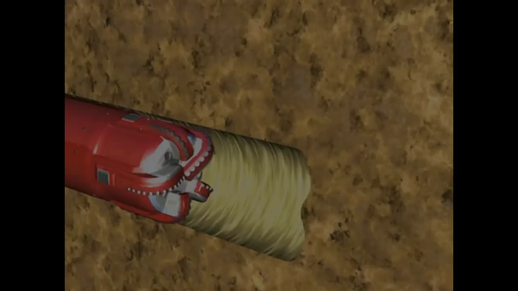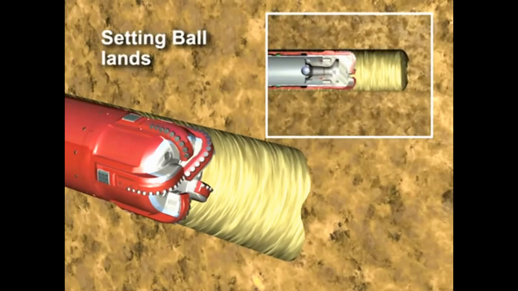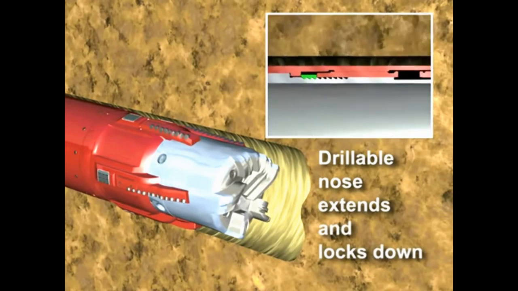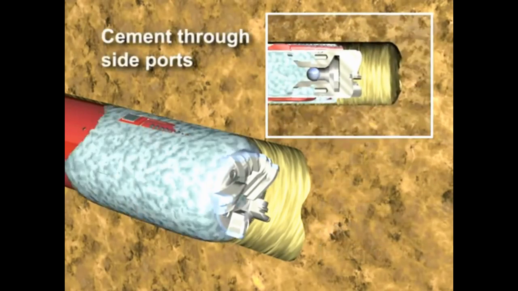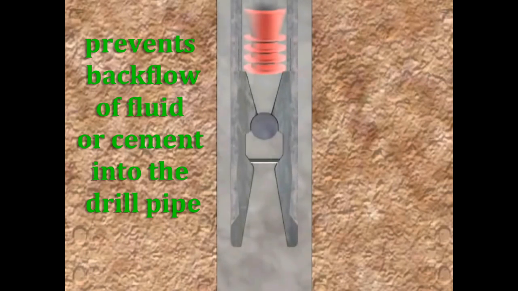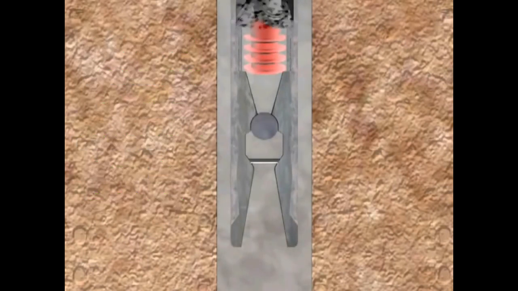Inside the float valve, the ball and seat type valve keeps the pipe closed while the casing is being run and opens it while the cement is being pumped in. The ball and seat valve also prevents backflow of either the fluid or the cement into the drill pipe.